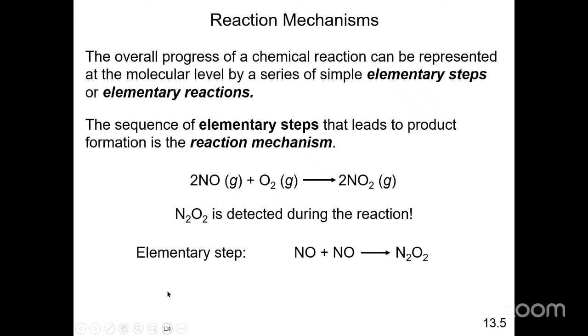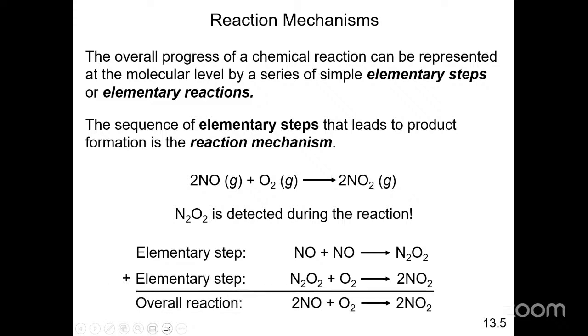And then the next step is where the dinitrogen dioxide reacts with another molecule of oxygen to form two molecules of nitrogen dioxide, all right? So in this particular mechanism to explain this overall reaction, we have two what we call elementary steps. One thing about a reaction mechanism is that whenever you have two or more elementary steps, in order for that mechanism to be a valid one, when you add up these equations, you should get the overall equation for the reaction, which is the case here, right?